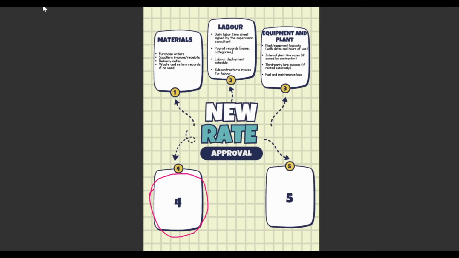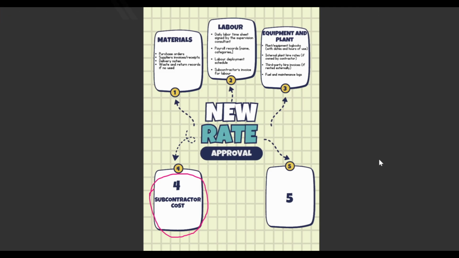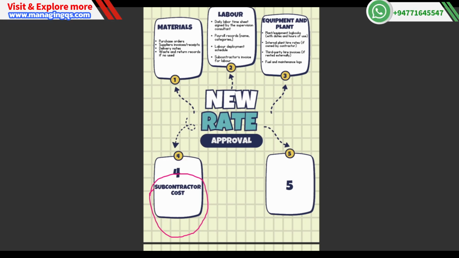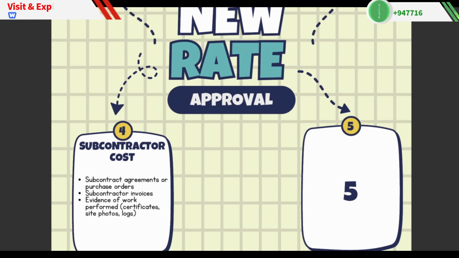Alright, so the fourth one is the subcontractor cost. For example, for any specific task or any other special work arrangement, the main contractor can appoint a subcontractor. So in this case, if the main contractor appoints any subcontractor, the main contractor must submit these types of additional documentation for the new rate approval.